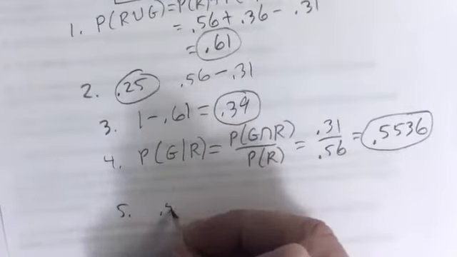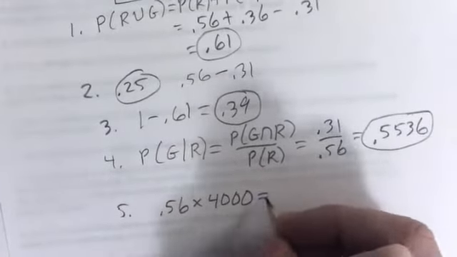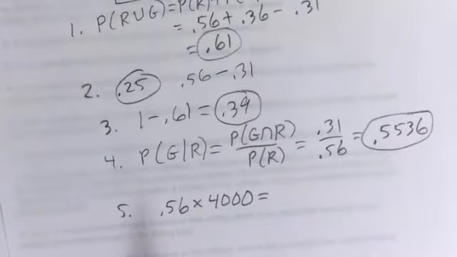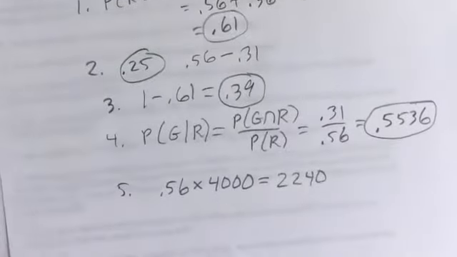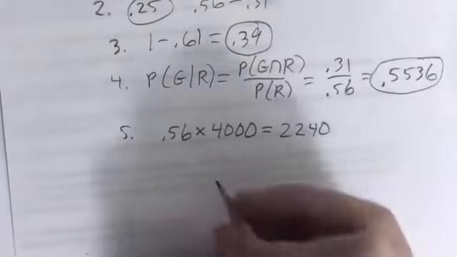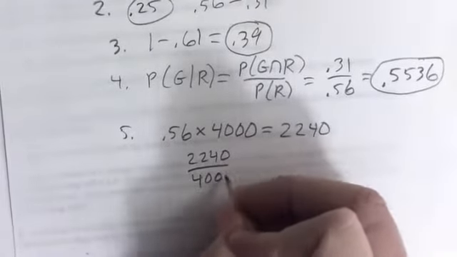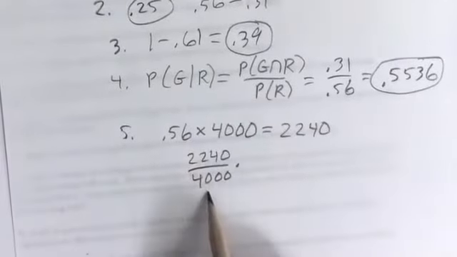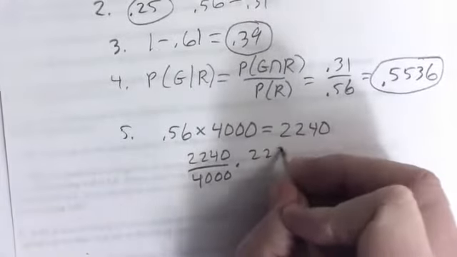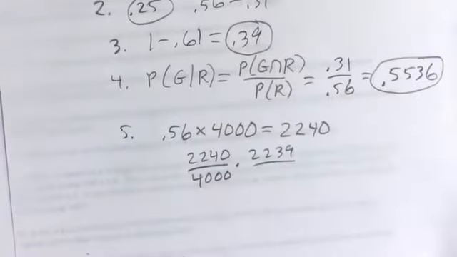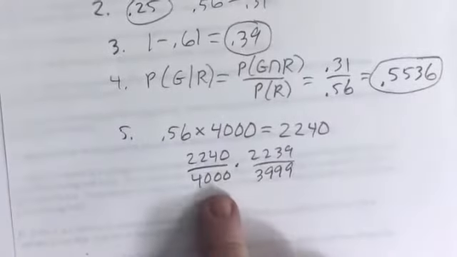There's 56% that can speak Russian, and there's 4,000 people. So the total number of the 4,000 that can speak Russian is going to be 2,240, okay? So the probability that the first person selected speaks Russian is going to be 2,240 over 4,000, which is 56%. Now, given the first one speaks Russian, the probability the second one speaks Russian is 2,239 over 3,999. You have to subtract one off because we just took one of them out.